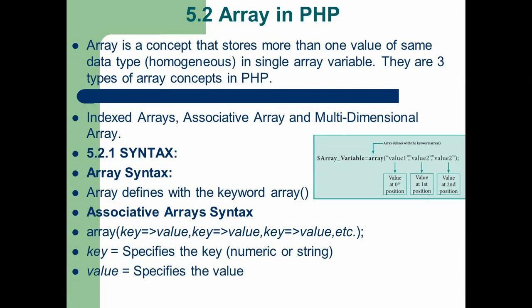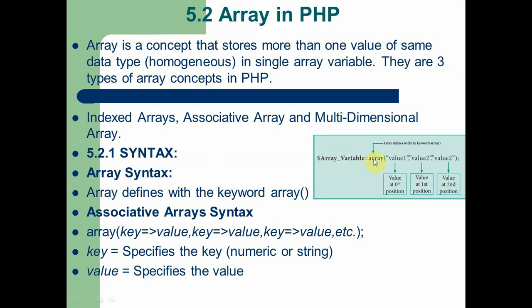There are three types of arrays in PHP: indexed array, associative array, and multi-dimensional array. We will see them one by one. First we try to understand how to create an array. Here you can see the syntax for creating a variable using the array keyword. Dollar array underscore variable name: in PHP, the dollar symbol refers to a variable name. You give the variable name for that array variable.